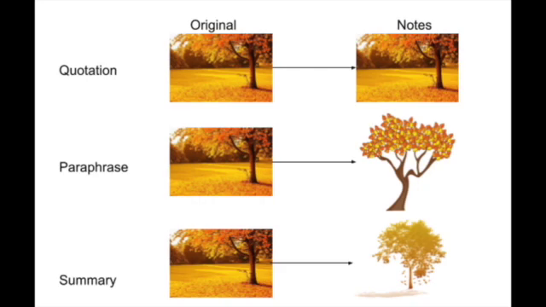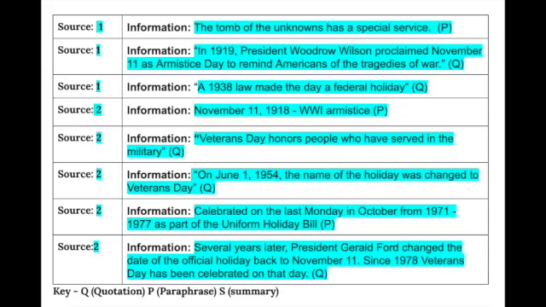If you look at my example notes, for instance, source 1, so that's the World Book source, says, for information, the Tomb of the Unknowns has a special service. That was a paraphrase. Then if you look at the 5th note down on the page, from source 2, which is the Gale article, it says, Veterans Day honors people who have served in the military, and has a cue for quotation. So that is a sentence taken directly from the article, and it will be really important that I know exactly where that came from and I look at that full citation.